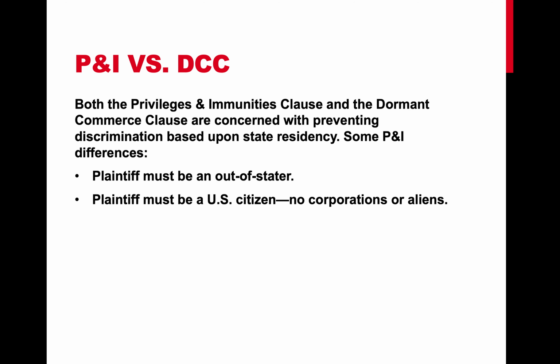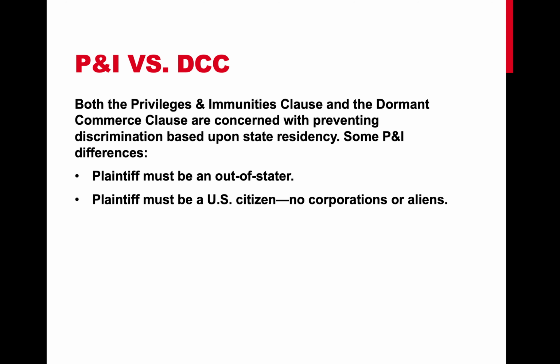Now, this is one of the very few places where the Constitution references citizenship. The language of the clause is: the citizens of each state shall be entitled to the privileges and immunities of the citizens in the several states. And the court has taken that term literally, that only U.S. citizens have privileges and immunities rights. And this also means that only people, human beings, can be victims of privileges and immunities violations.